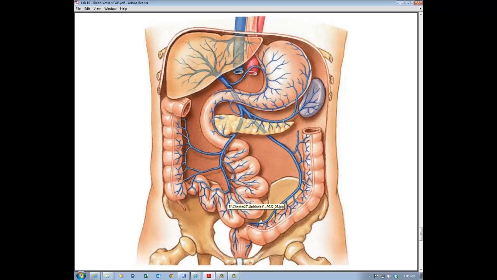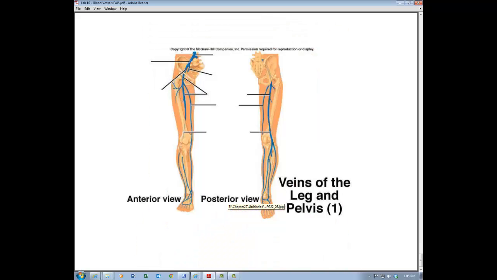We'll go down into the leg here from the common iliac vein. We see the femoral vein here in the middle. The larger vessel running down the middle of the leg is the femoral vein. And then we have this large, unbranched, long vessel that runs down the medial side of the leg from the hip all the way down to the ankle. And that is the great saphenous vein.